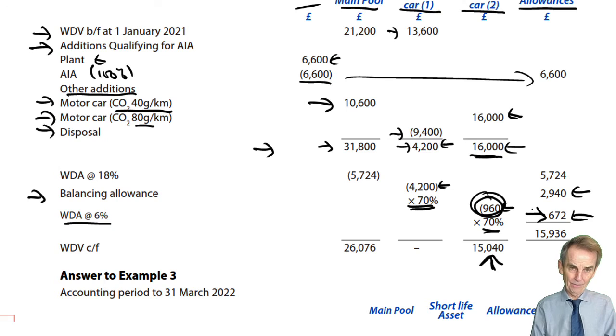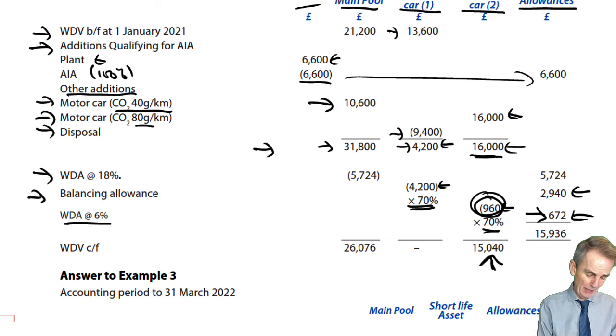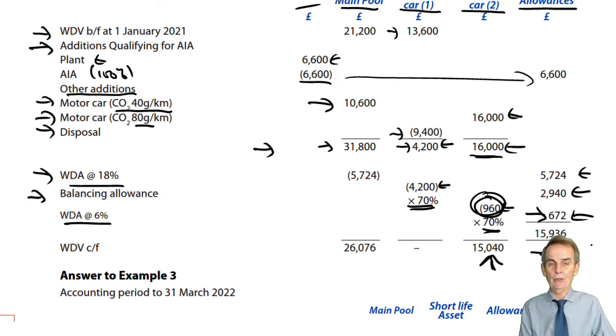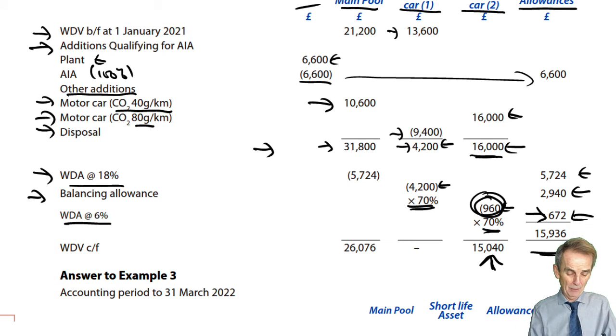The other one, of course, was just the basic main pool exercise, the 18% on the content of that pool, add it in, and add down then to get the full capital allowances available for the period. All being well, job done and no problems.